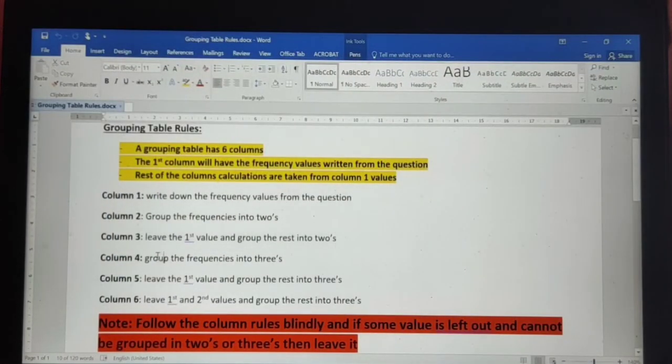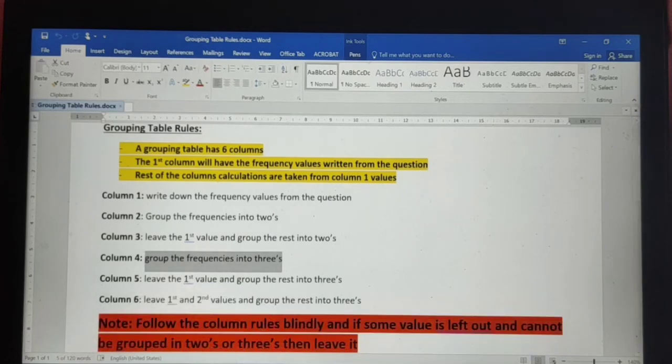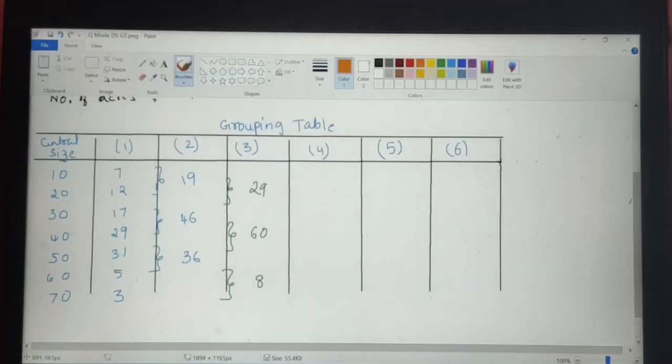Now let's go ahead with the next column rule. When you look at the fourth column rule, group the frequencies into 3s. So now you're going to group it into 3s. Here 7, 12 and 17, 29, 31 and 5.